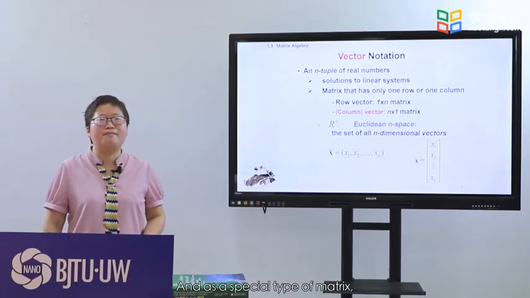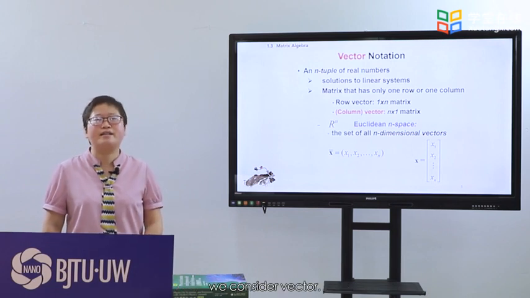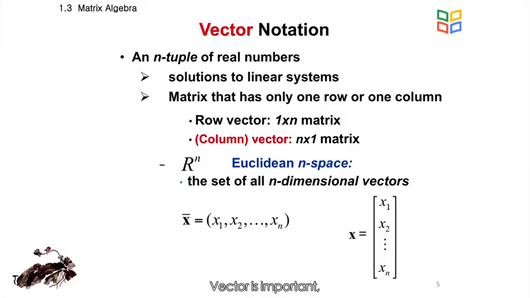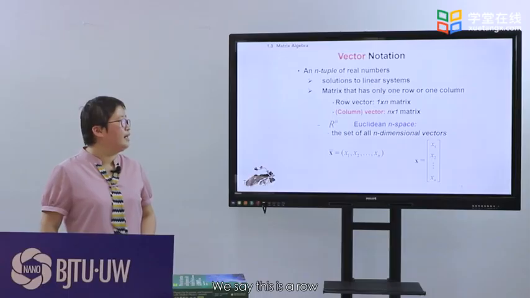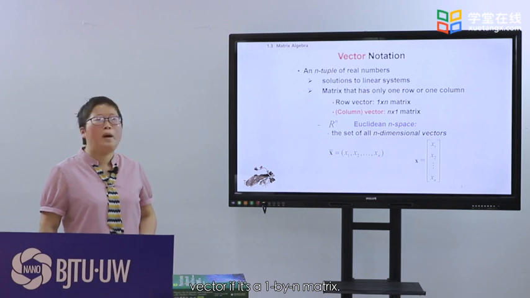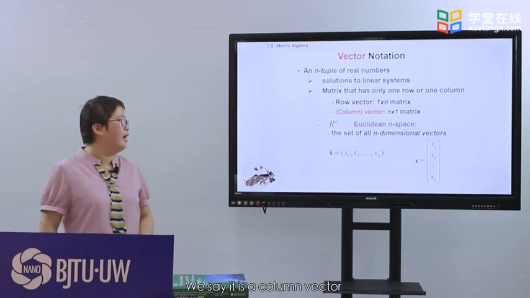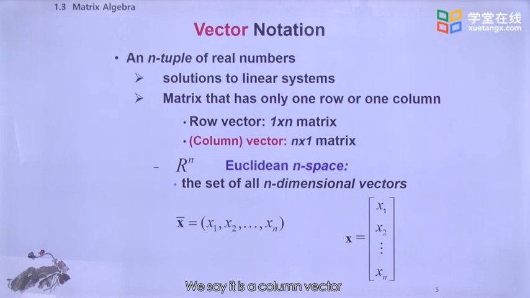And as a special type of matrix, we consider vectors. Vectors are important because they can represent the solution of a linear system. An n-tuple of real numbers can represent solutions to linear systems, and we call it a vector if the matrix has only one row or one column. We say this is a row vector if it's a 1 by n matrix, and we say it is a column vector if it's an n by 1 matrix.